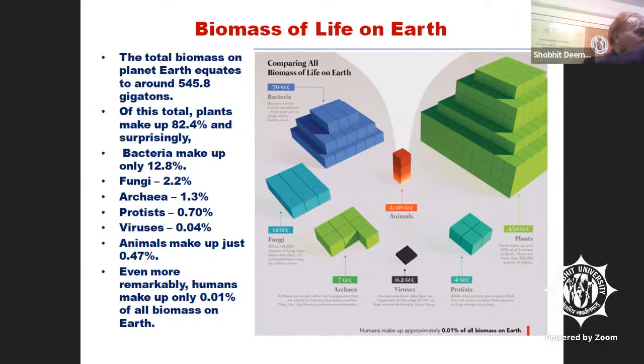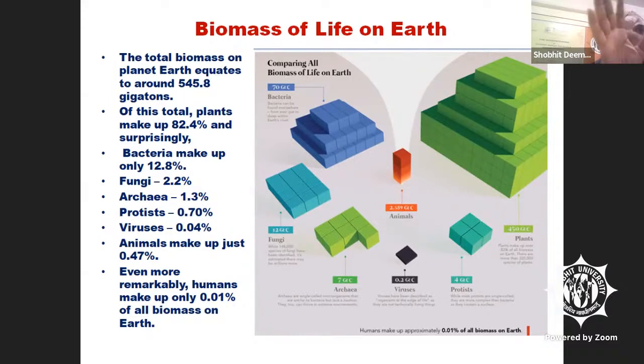0.01% has created the entire problem, and we are destroying ourselves. Now you think that if you increase the biomass of the plants, what will happen? And to whom will it happen? Which will be reduced? What are you going to do? So you are creating the imbalance.